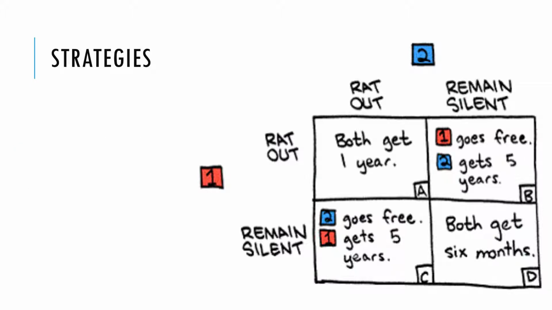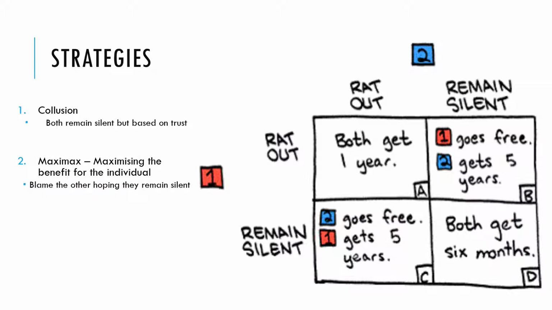So let's summarize the different strategies that we've got here. One strategy would be to collude, to try and work with my partner. I know we've said we can't speak here, but maybe beforehand we agree if we get caught, we're both going to remain silent. If we both remain silent and we collude, then we're both going to get 6 months.